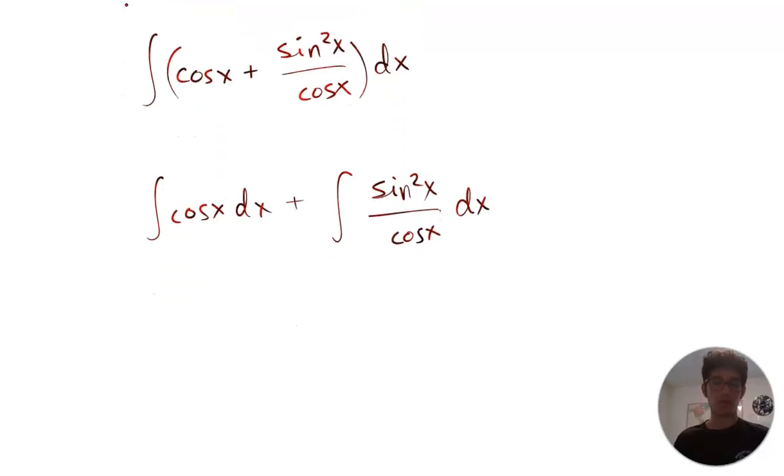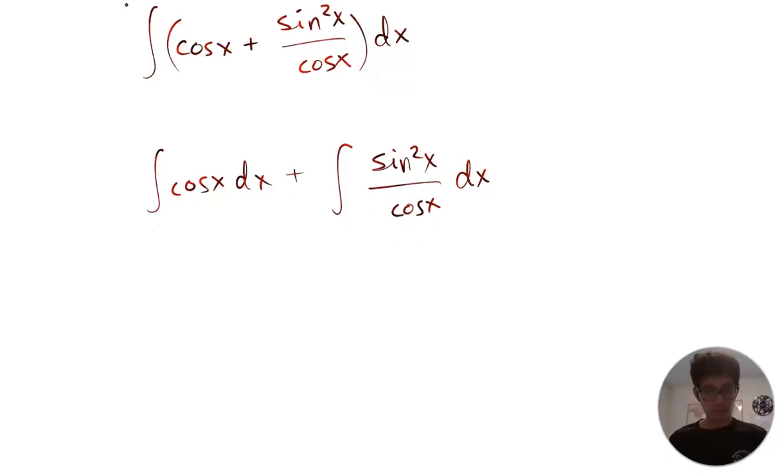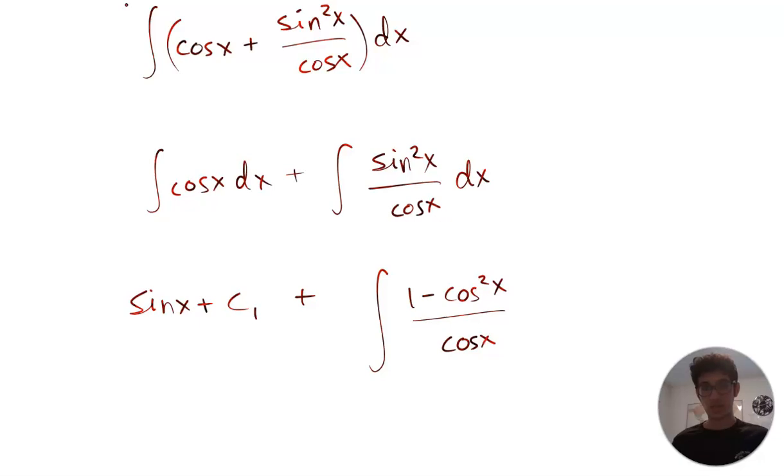Okay, so now here's where we are. What do we do now? Well, what's the integral of cosine of x dx? That's just sine of x plus c, I'll call that c1. And now we have this, which seems a little bit harder. There are a few different ways you can go about doing it. One way you shouldn't do it, just in case you're thinking about it, is to write this as 1 minus cosine squared x over cosine of x. Don't do this, because think about it, this is just undoing what you just did. You'll end up getting minus this, and then you'll have 1 over cosine of x again. So that takes you nowhere.